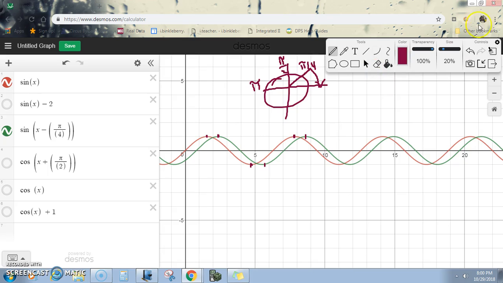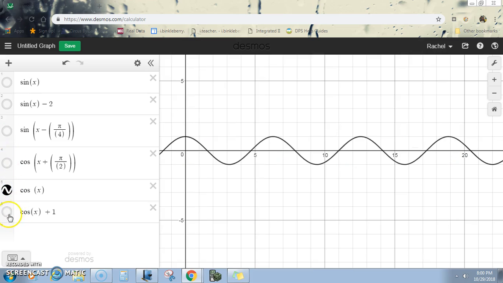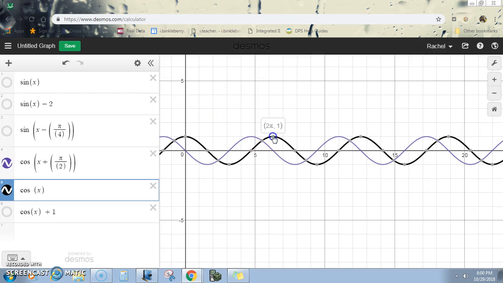Okay. All right, what's next? Okay, let's go to the cosine. Let's take off all the sines, and we'll just leave our first cosine. And then cosine of x plus 1 shifts every point up 1. And then cosine of x plus 90 degrees should move it to the left 90 degrees. Okay, so if you look here, this was 2 pi comma 1. 90 degrees away from 2 pi is 3 pi over 2, comma 1. Okay, so we've tilted that circle, we've moved it to the left.